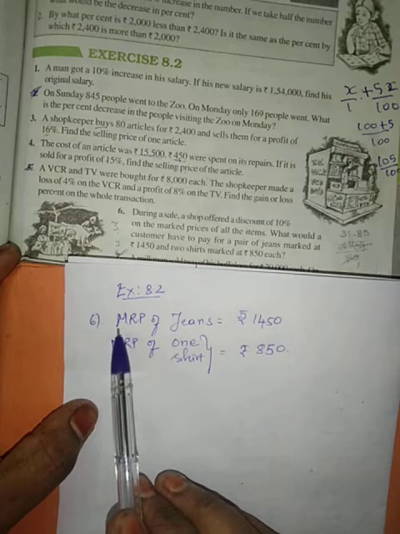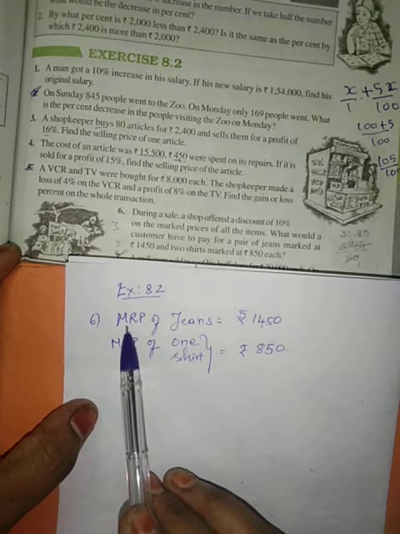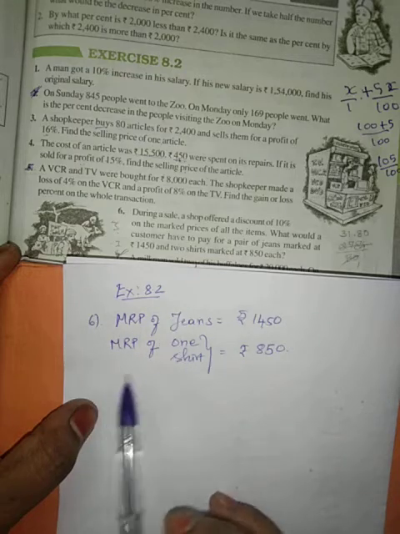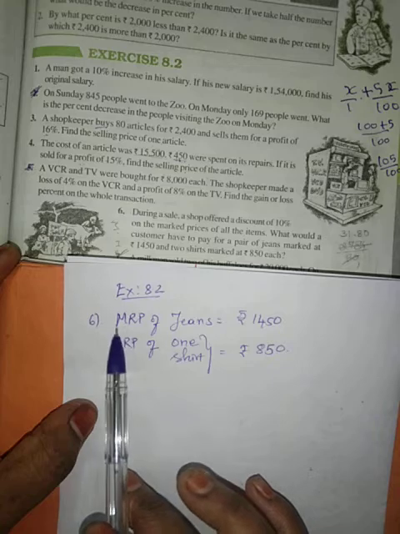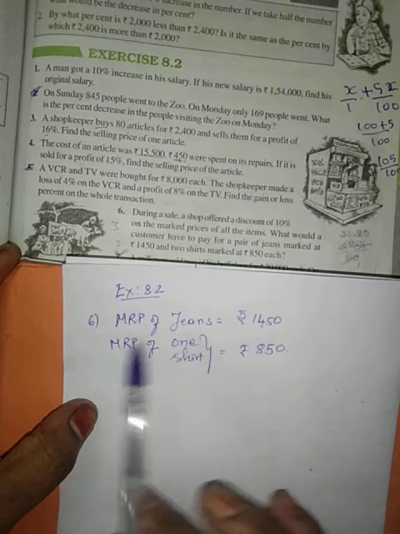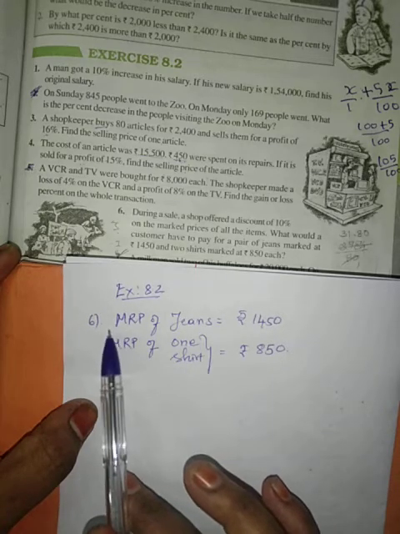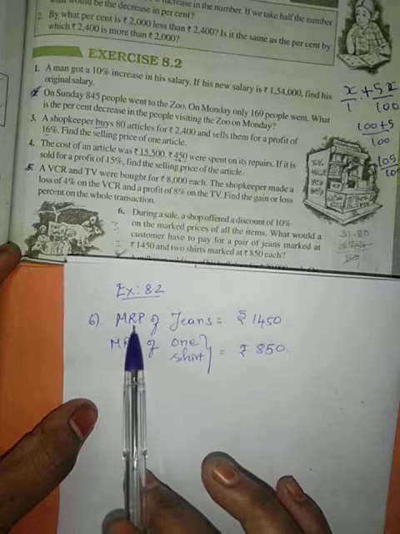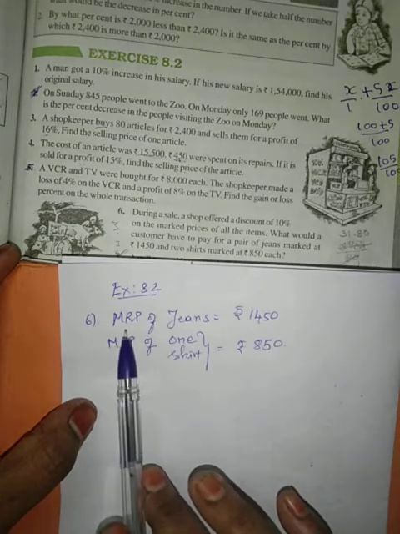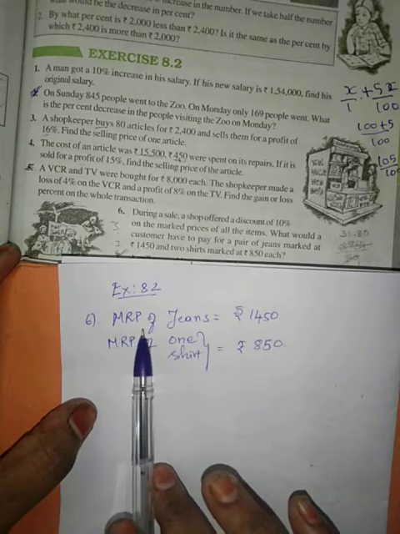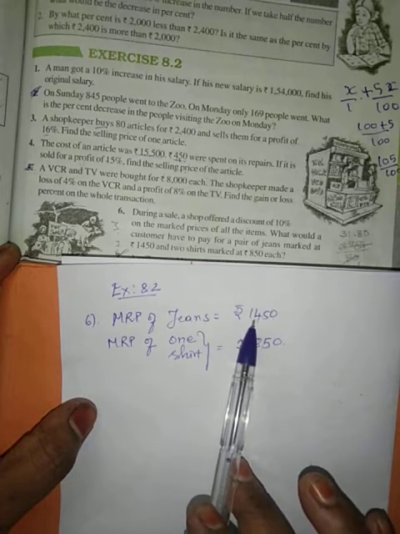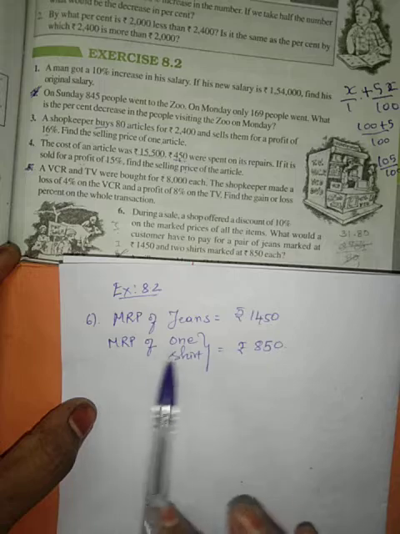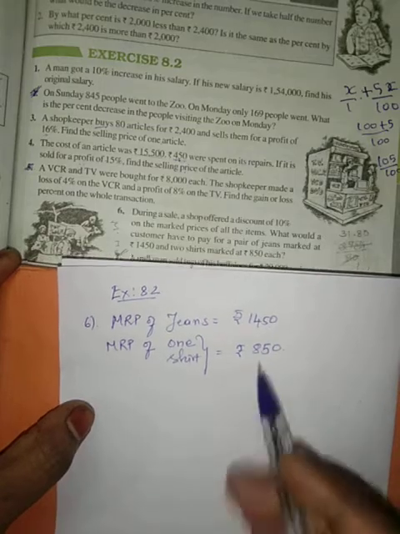Marked price means MRP, that is, on the tag they will be writing the amount, that is called the marked price. So the MRP, that is the maximum retail price of the jeans. They used to put it on the tag, MRP rupees. So the maximum retail price, that is the marked price of the pair of jeans, is 1450 and one shirt costs 850 rupees.